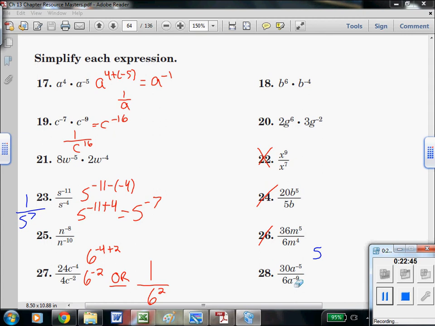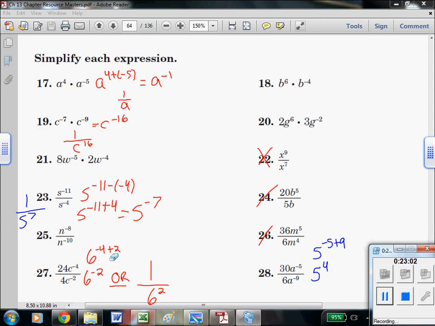a to the negative 5 divided by a to the negative 9. We have to subtract using the quotient property of powers. Negative 5 minus negative 9. Same thing happens that happened in 23 and 27. When you minus a negative, you end up adding. So let's just write that as negative 5 plus 9. So 5 to the negative 5 plus 9 power.